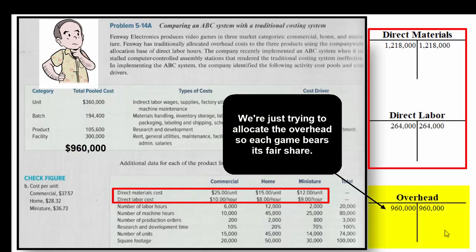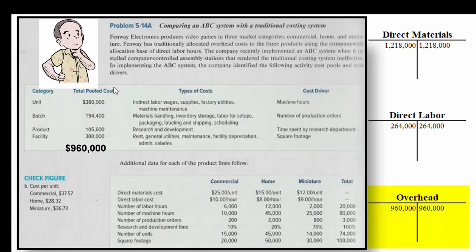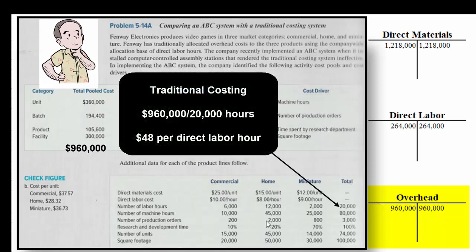In the old days, we would just take the total of the pooled costs, which is $960,000. This is before we had those pools, and we would use labor hours. So in this case, it tells us that there are 20,000 labor hours. This overhead totals up to be $960,000. So $960,000 divided by 20,000 labor hours means that our rule was simply $48 per labor hour.